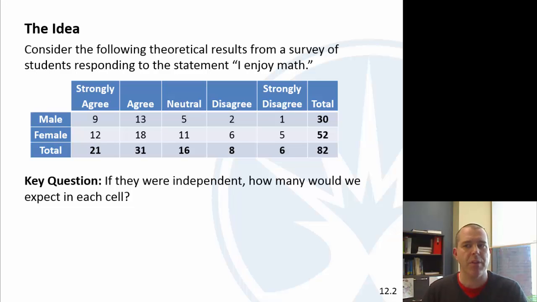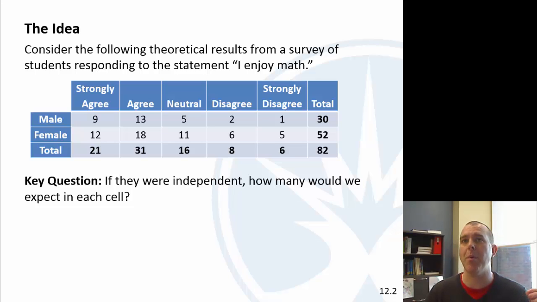So I've got some theoretical results. This isn't actual survey results, but say we're looking at these survey results from some students. We ask whether they enjoy math, and so we have the student's sex, and then we have whether they agree or disagree in their rating on this. And so then the question here is, these are the actual survey results. If the two variables were independent, how many would we expect in each cell?